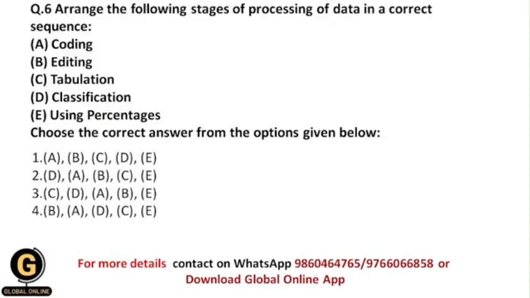Arrange the following stages of processing of data in a correct sequence. Over here we have given some stages of processing of data, and we have to arrange these stages in a correct sequence. So let us see what these stages are: coding, editing, tabulation, classification, using percentages. Basically, students, whenever we collect data, after that we need to process that data for our further processes in our research. Okay, so in that case your first stage of processing of data will be editing.